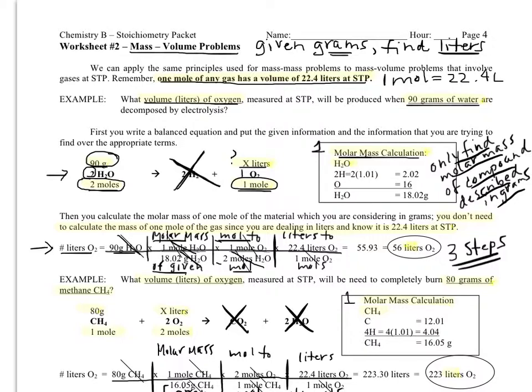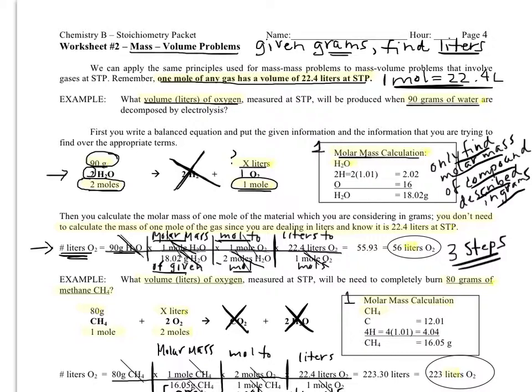Then, here's where things get different from worksheet 1. In worksheet 1, I wanted to end in grams. So I had to use another molar mass, the molar mass of the unknown. Here, I don't want to know grams of oxygen, I want to know liters of oxygen. And so my last step is going to use the conversion that 1 mole is equal to 22.4 liters.